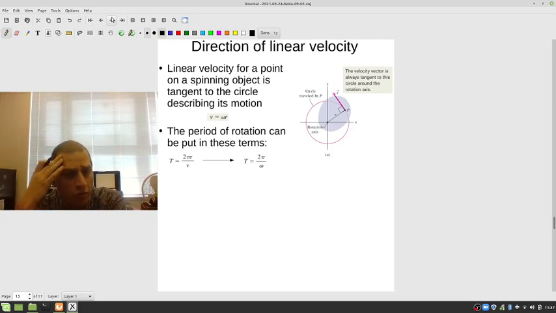Okay, now what direction does our linear velocity point? Our velocity, as we said, is just the angular velocity times the radius. Now the direction of it is always going to be in the direction of the spin. So it's going to be tangent to the circle that it's going around and pointing in the direction that it's moving. So there's nothing too tricky there. No big change from what we've already done with our centripetal motion previously.